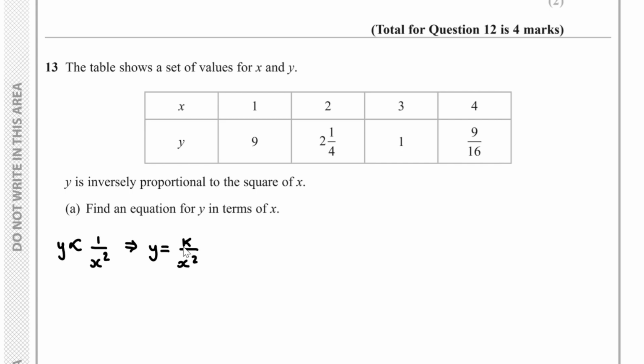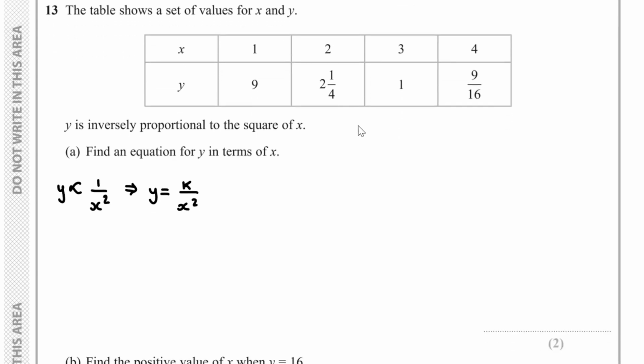Now we can find out the value of k by using these values here. For example, when x is equal to 1 and y is equal to 9, we have 9 equals k over 3 squared, so therefore k is equal to 9 multiplied by 3 squared, 9 times by 9.